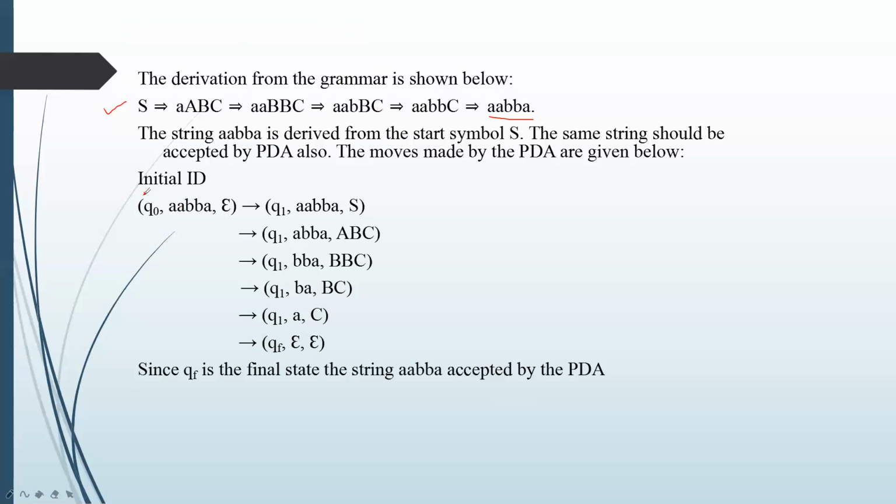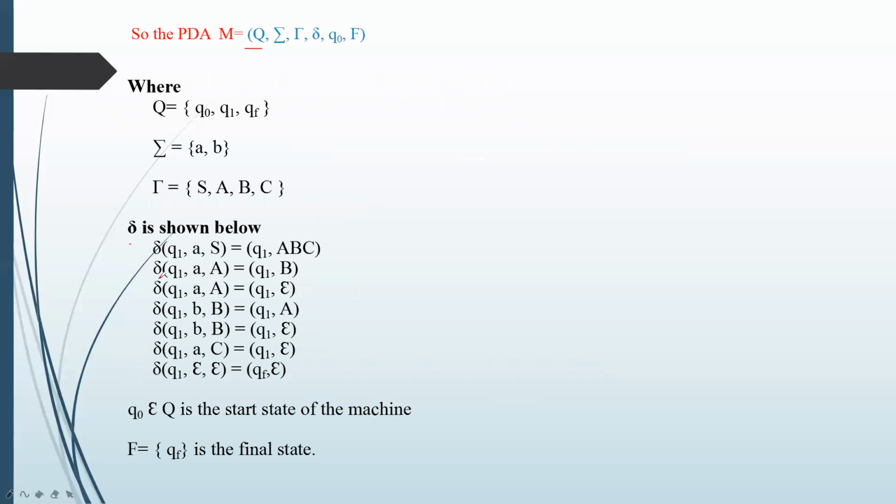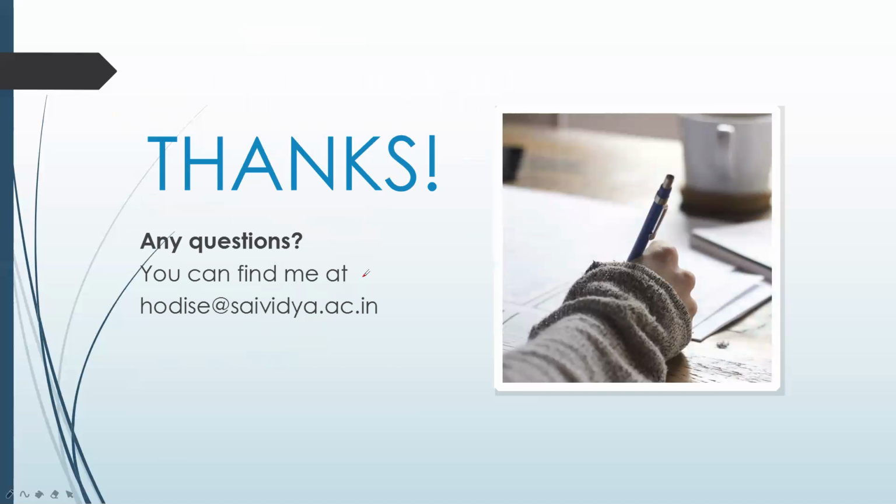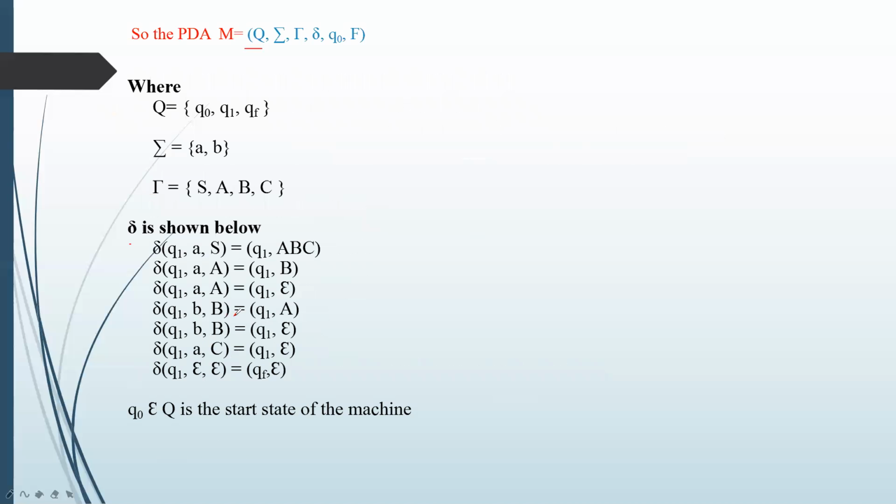So we'll see the instantaneous description. You are in the state Q0 with the input aabba and empty stack. The first step is to change the state to Q1 and push S onto the stack. Next, you are in the state Q1, input is a, top of the stack is S, so be in the state Q1 and let the stack contents be ABC. Now you are in the state Q1, input is b, top of the stack is B.